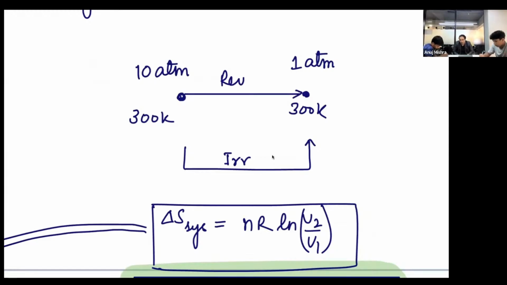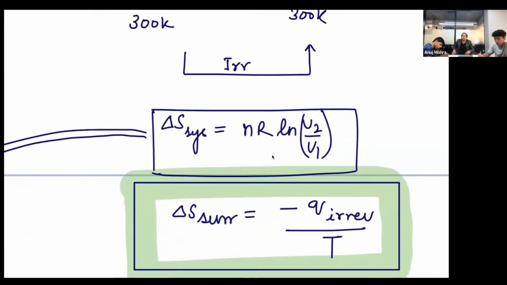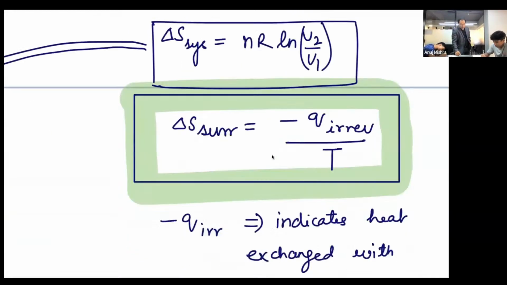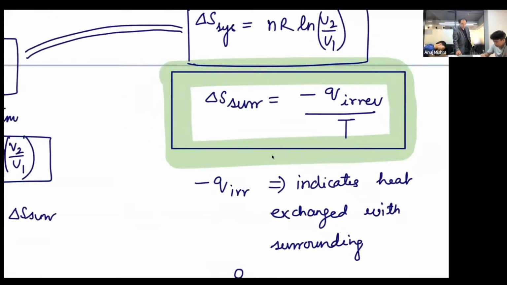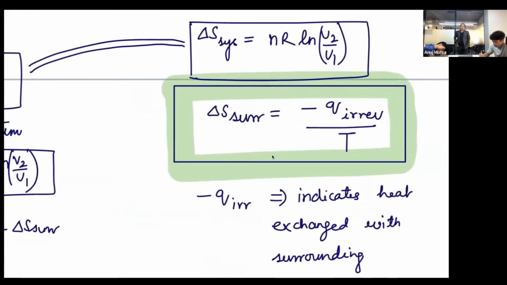अच्छा जी. What is delta S surrounding? Now this is interesting. So right now, delta S surrounding is written with minus Q irreversible upon temperature. Note, delta S surrounding is minus Q irreversible upon temperature, where Q irreversible indicates heat exchange with the surrounding.